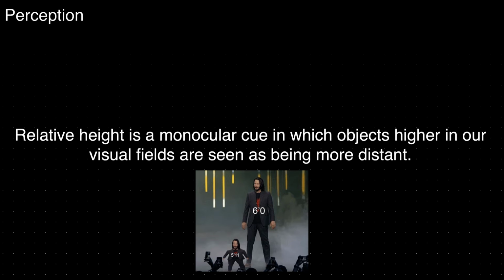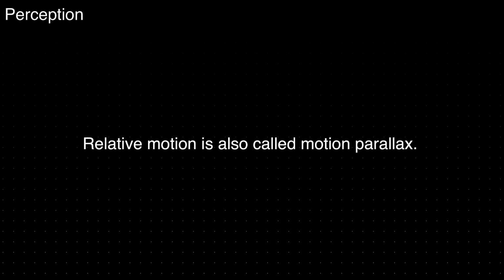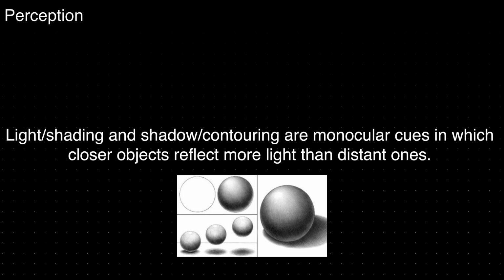Relative height is a monocular cue in which objects higher in our visual fields are seen as being more distant. Relative motion is a monocular cue in which objects that move faster are perceived as being closer, while objects moving slower are perceived as being further. Relative motion is also called motion parallax. Linear perspective is a monocular cue in which parallel lines seem to converge to a central vanishing point as distance increases. Light/shading and shadow/contouring are monocular cues in which closer objects reflect more light than distant ones.